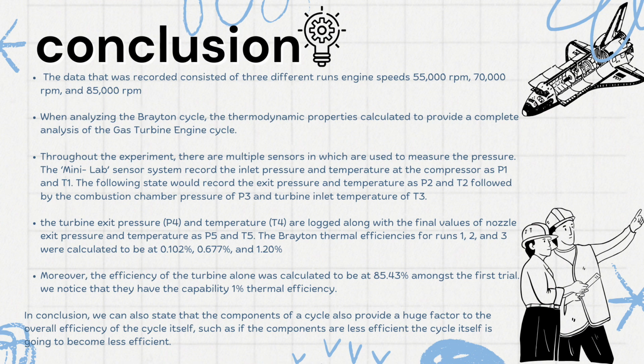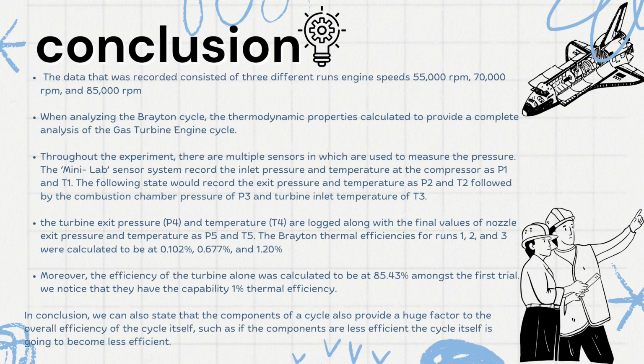The Brayton thermal efficiencies for run 1, 2, and 3 we calculate to be at 0.102%, 0.677%, and 1.20%. Number 5. Moreover, the efficiency of the turbine alone was calculated to be at 85.43% amongst the first trial. We noticed that they have the capability of 1% thermal efficiency.